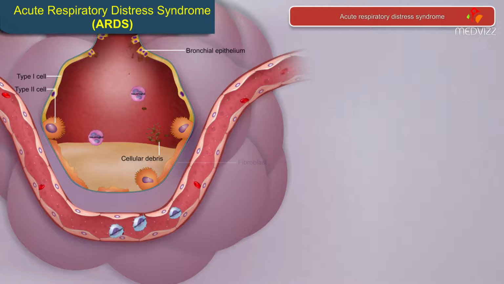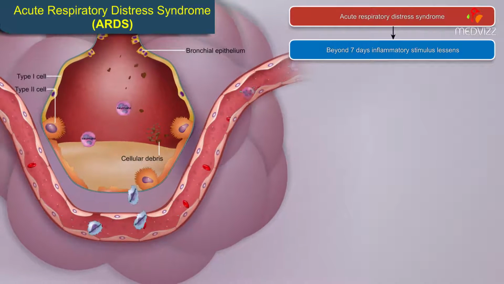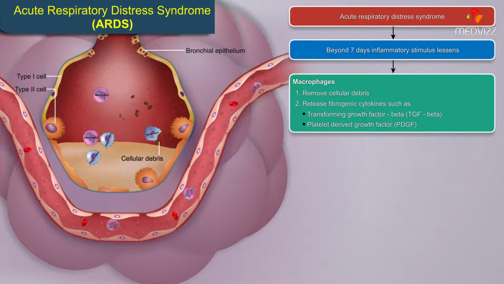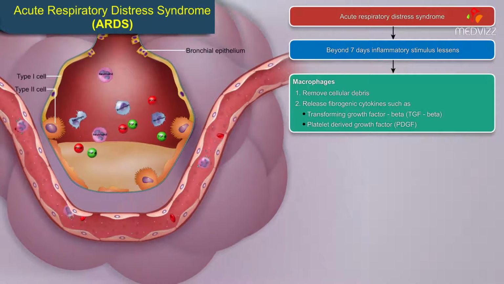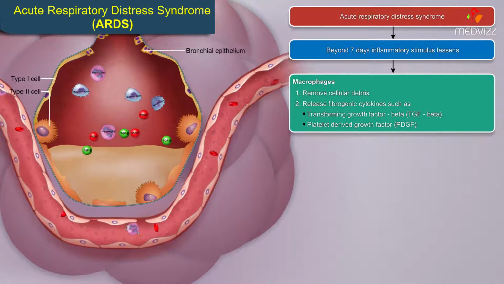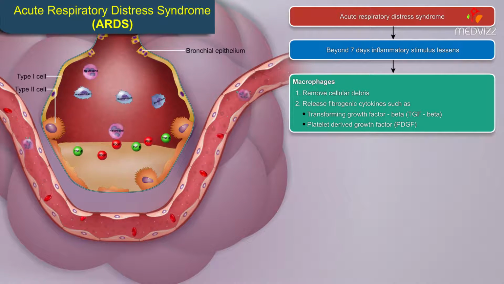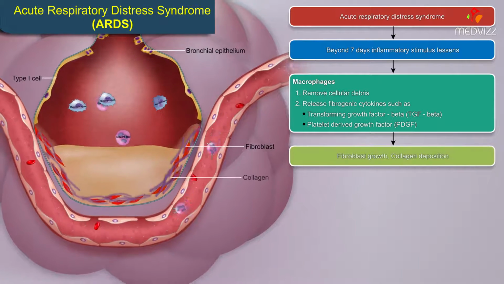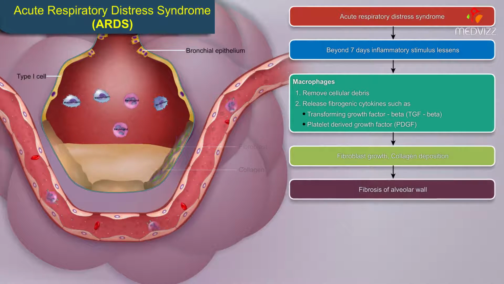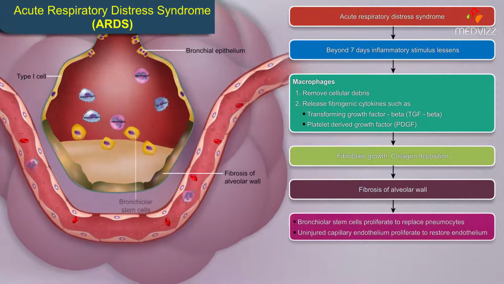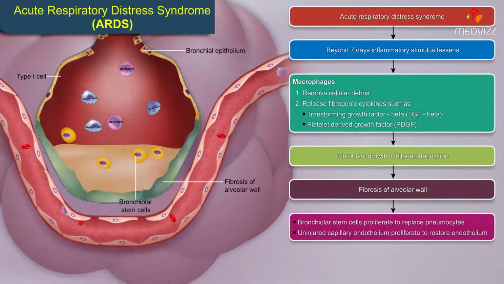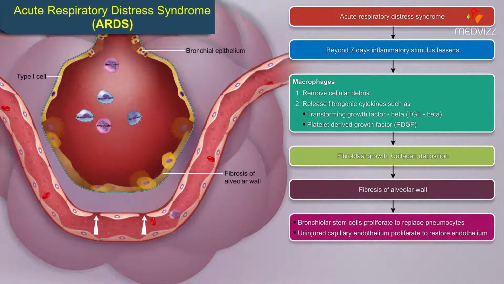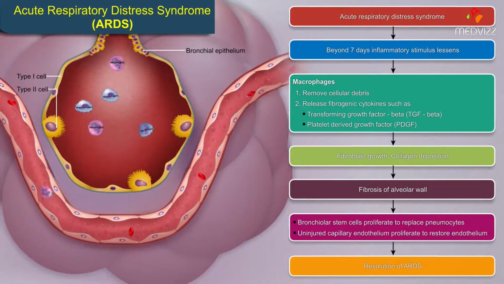In ARDS, which happens beyond 7 days, the inflammatory stimulus slowly lessens. This happens because the macrophages remove cellular debris. They also release fibrogenic cytokines such as transforming growth factor beta, TGF-beta, and PDGF, platelet-derived growth factor. This then triggers fibroblast growth and collagen deposition, ultimately leading to fibrosis of the alveolar wall. The bronchial stem cells proliferate to replace the pneumocytes, and uninjured capillary endothelium proliferates to restore the endothelium, and this triggers resolution of the ARDS finally.